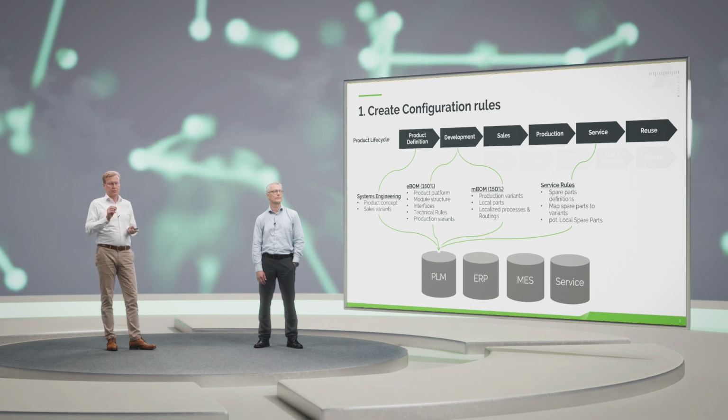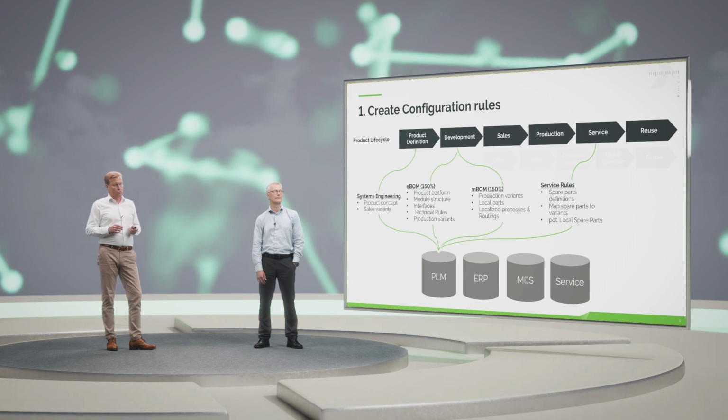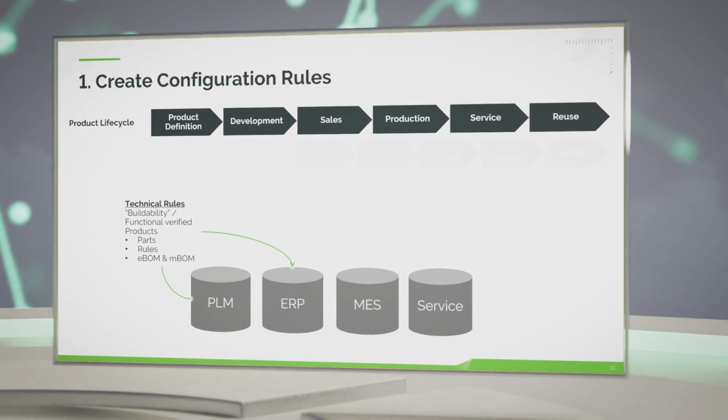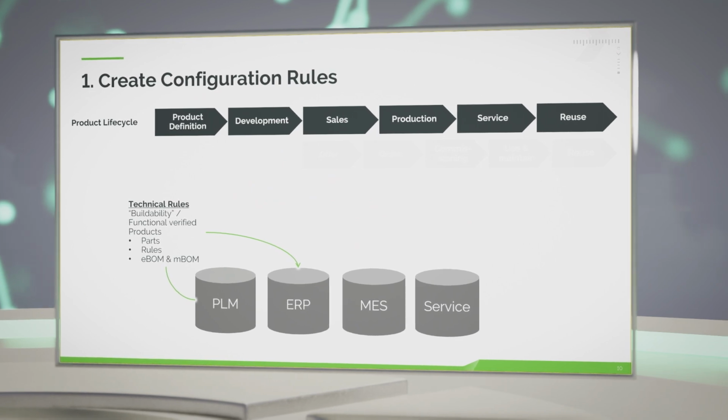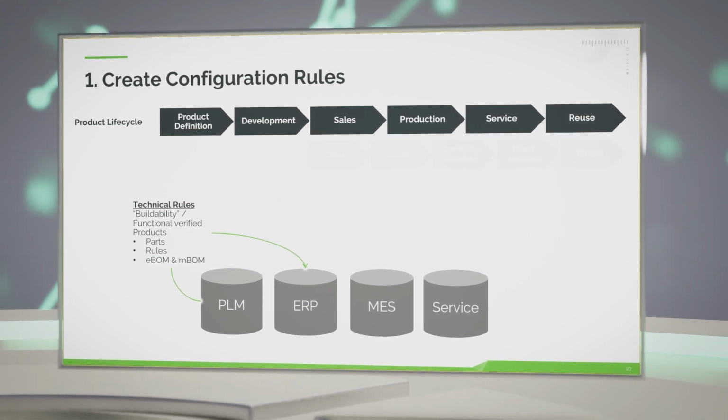Also, the service rules, the service spare parts that you identify, often play an important role already in the engineering phase to have those defined. Then those technical rules, once the engineers are done with their work, are released to ERP. In the ERP, you need all the materials available so that you can plan for purchasing and manufacturing those goods. And with that, you also transfer the technical rules.